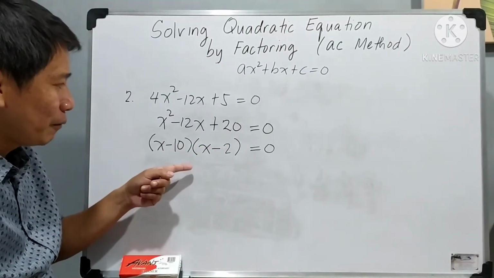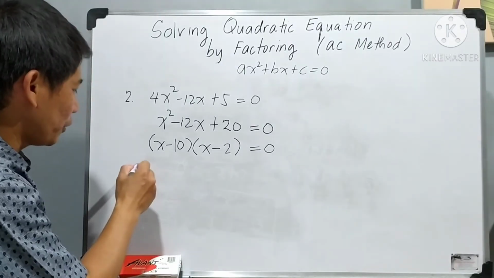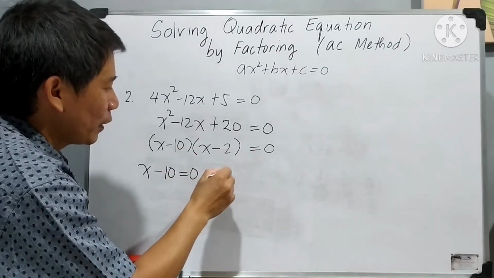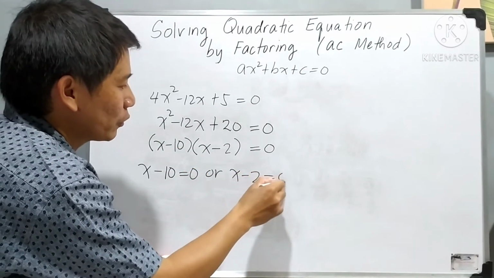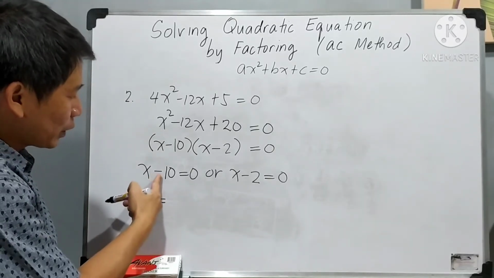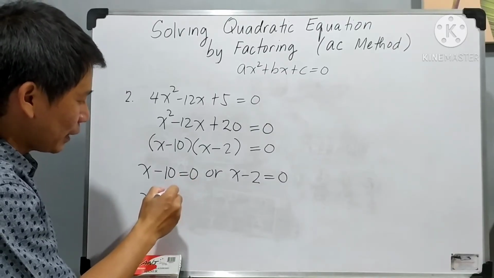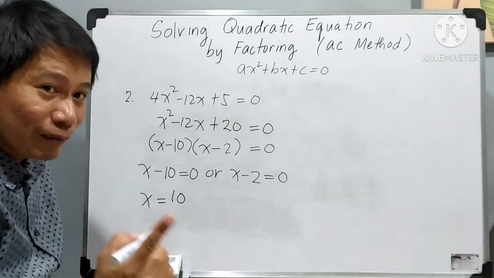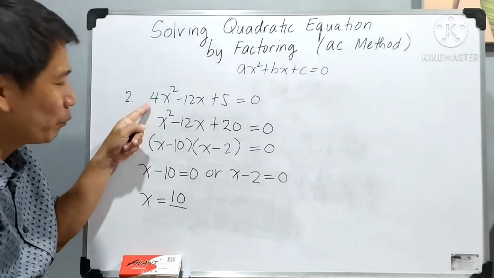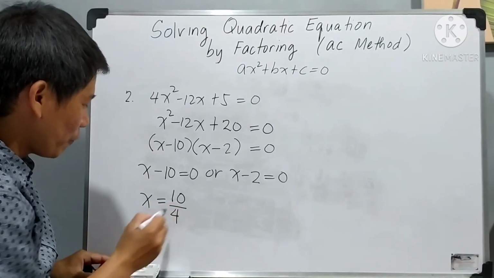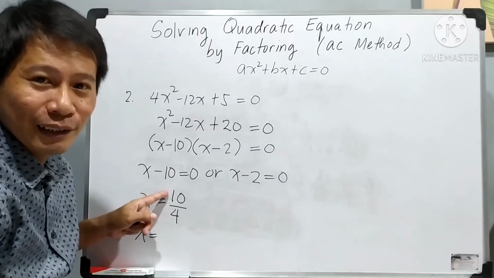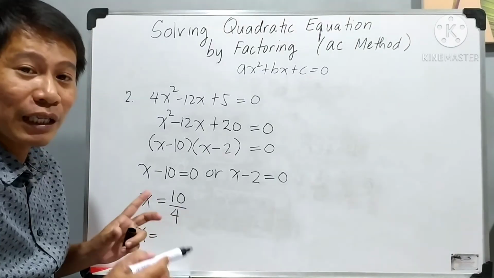So, solve for x here, applying the zero product property. So, we have x minus 10 is equal to 0, or x minus 2 is equal to 0. Solve for x here. So, x is equal to, transpose negative 10, magiging positive 10. At, pag na-solve na si x, i-divide by a. Ano ang a natin? 4. So, divide it by 4. And remember, si 10 ay hindi divisible by 4. So, ang sagot natin, fraction.